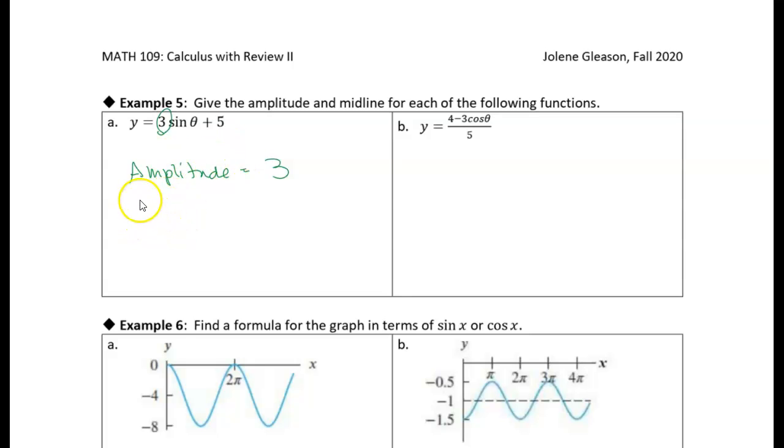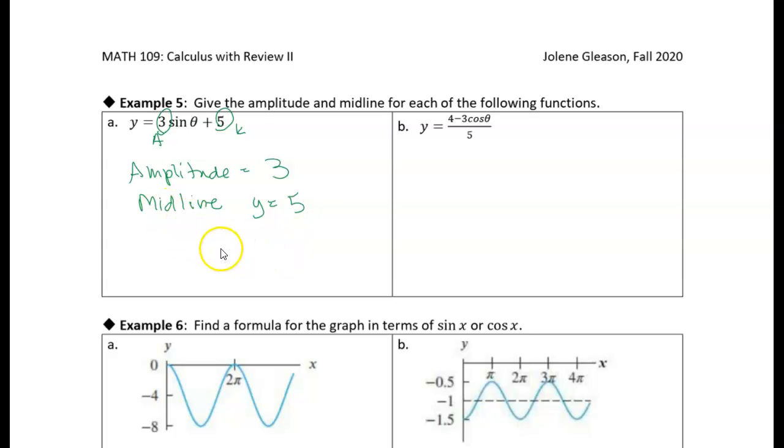That's our a value. And our midline, we can also just read that right from the equation. The midline is y equals 5. Okay? And we can just read that. That's our k value. This is our a value. A is our amplitude. K is our midline. That's all there is really to it.